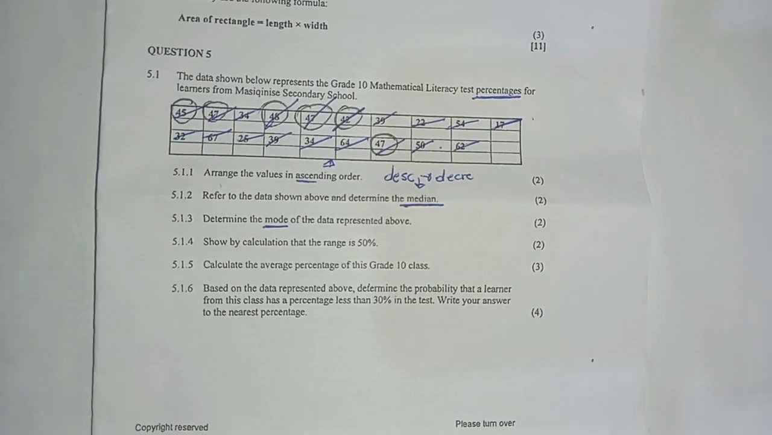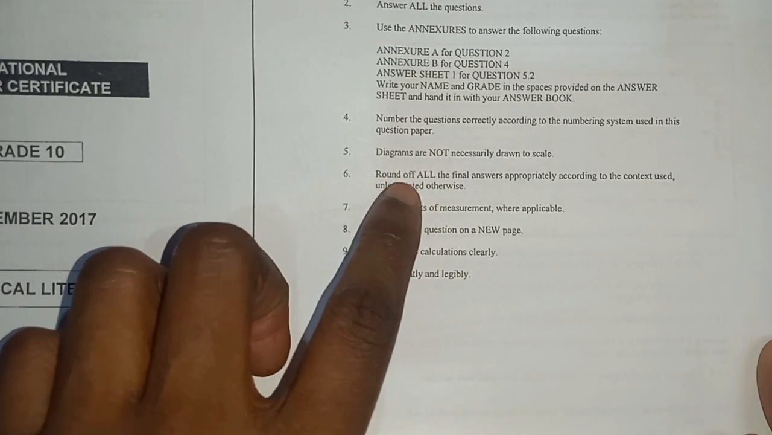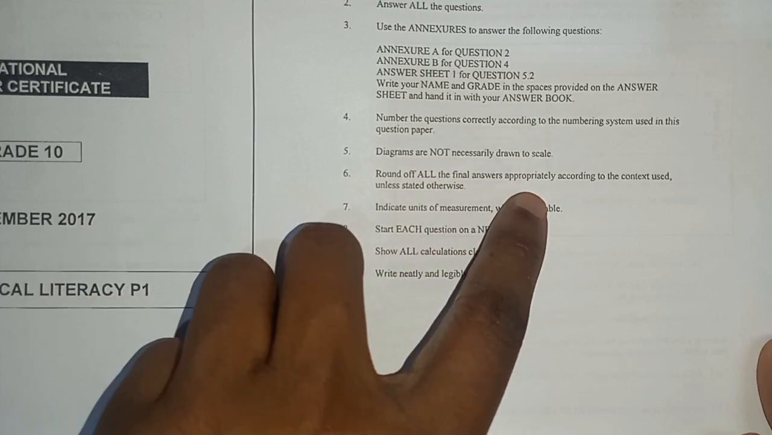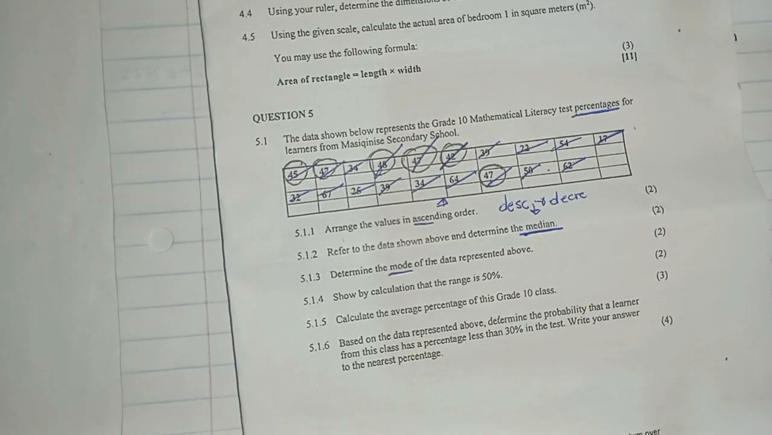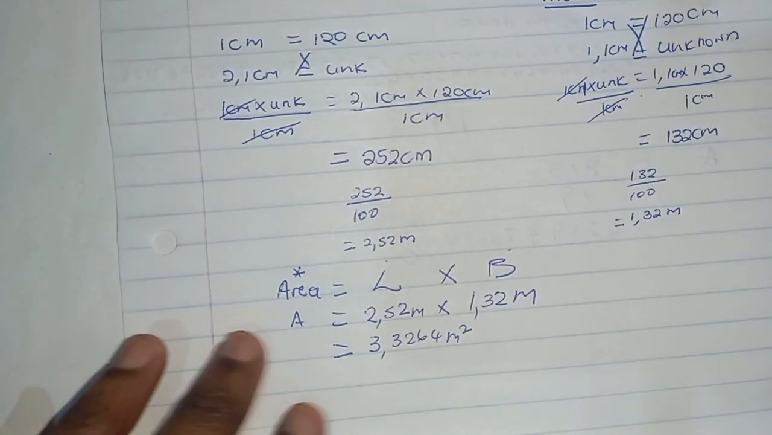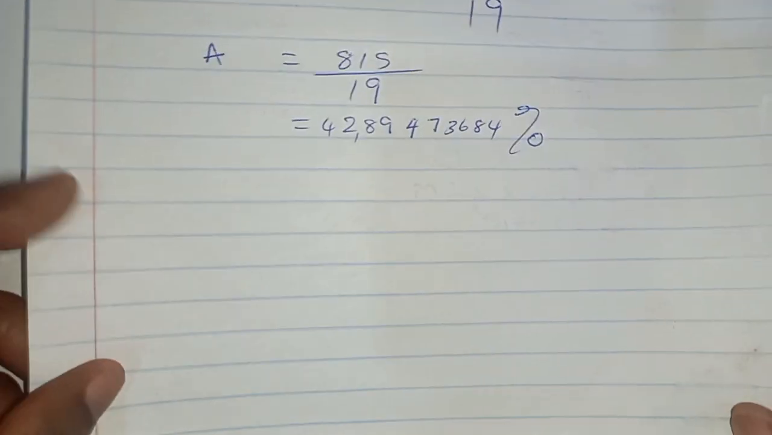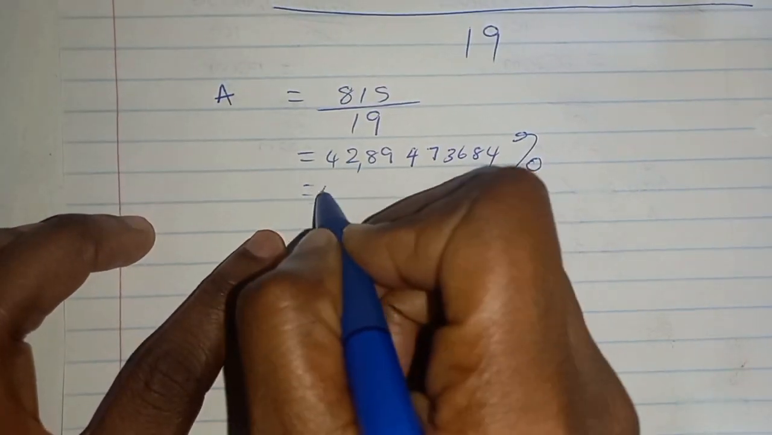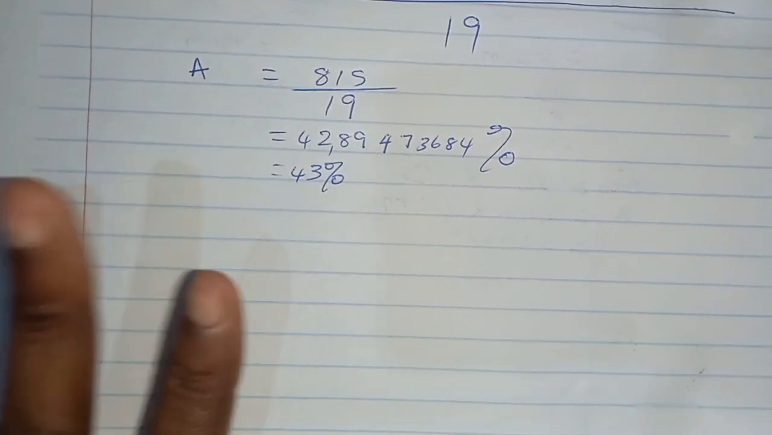They didn't say anything about rounding off. The instructions say: round off all the final answers appropriately according to the context used unless otherwise stated. So to round off appropriately, this is a class average, so we're just not going to have commas. So this is a class average, so we're just going to say this is 43%. So you don't get marks like 48.2%, we get 43%. And then we're just going to move on from there.